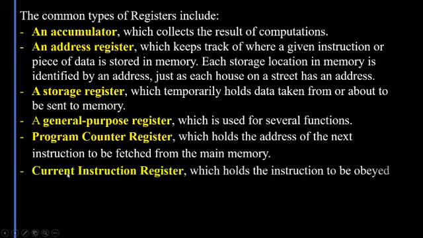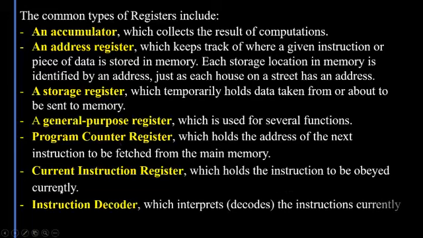Then we have current instruction register. This one holds the instruction to be obeyed currently. By being obeyed, we mean to be processed. That's why I say current instruction register. It is a register that holds the data item or instructions that are being processed currently. So these are some of the few registers we are talking about.